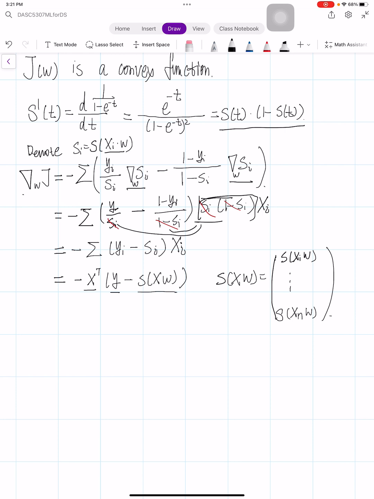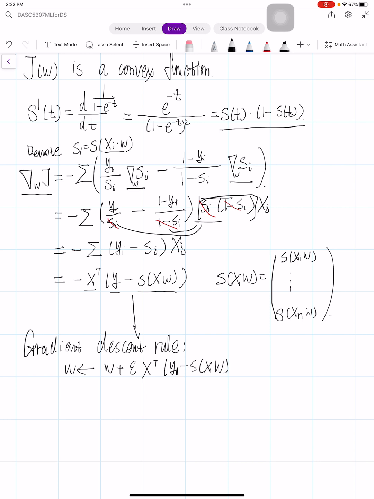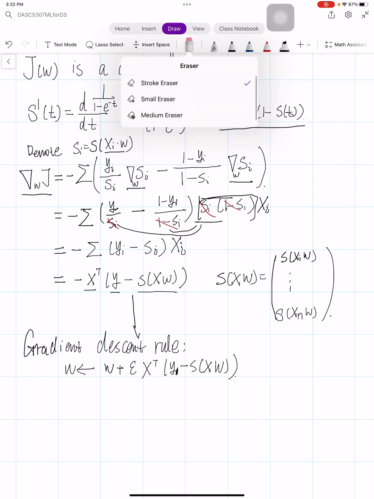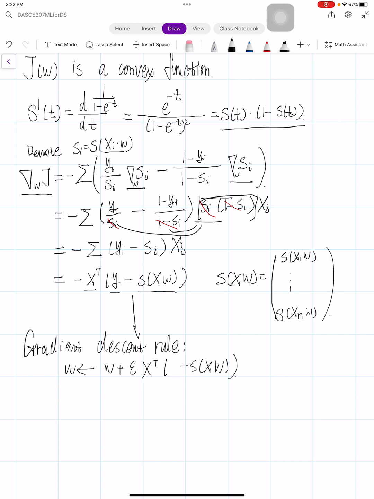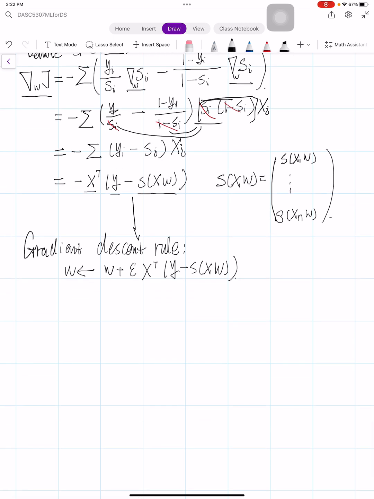Once we solve the gradient, the gradient descent rule is this: you start with some starting point w, and at each step you substitute w with w plus the learning rate epsilon times X transpose times y minus s(Xw). So that's the gradient descent rule, and we also have the stochastic gradient descent rule.